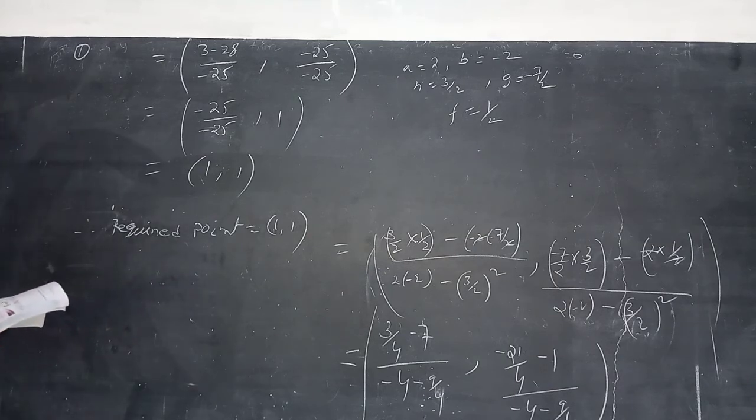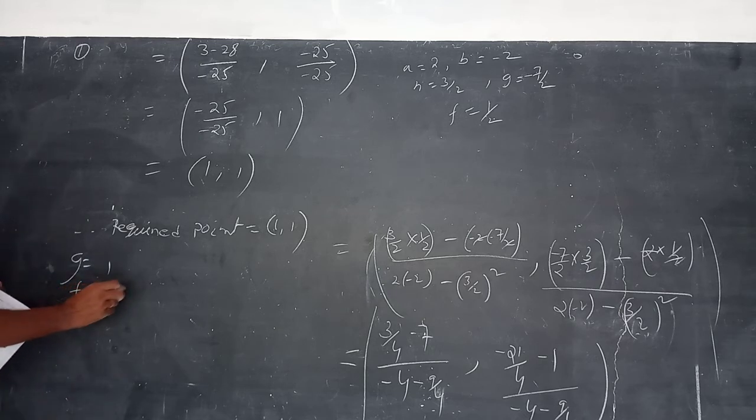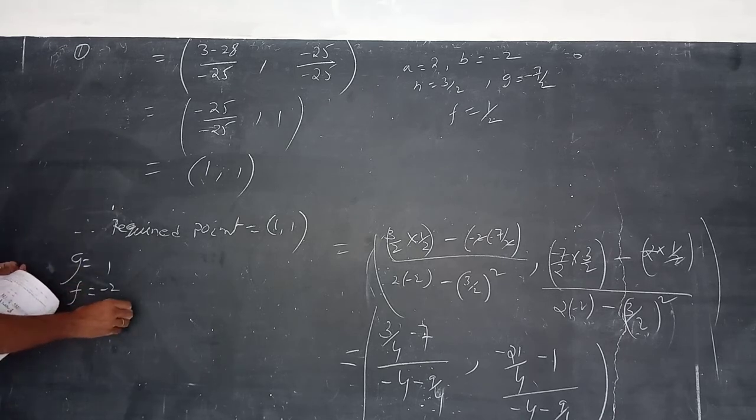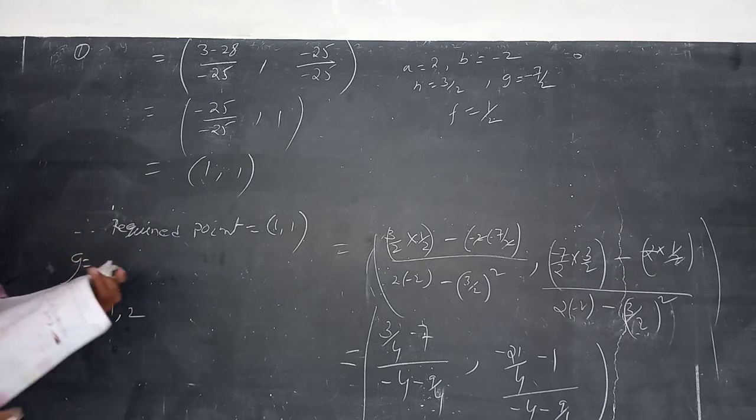Minus g by a. What is g here? 2g is 2. g is equal to 1. g equal to 1. f is equal to minus 2. g by a and f by b. What is a here? a is 1. So minus 1 comma f by b. b is also 1 here. 2. Minus 1 comma 2. Right? Directly can substitute the formula.